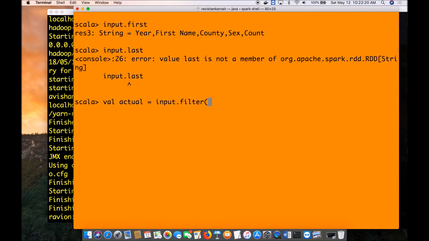data is there. I am going to take each line as a row, and I am going to say that the row is not equal to input.first. But before I do that, I have to store that input.first in a variable. I cannot write this: val actual equal to input.filter(row => row is not equal to input.first). Can you tell me why I cannot write it?